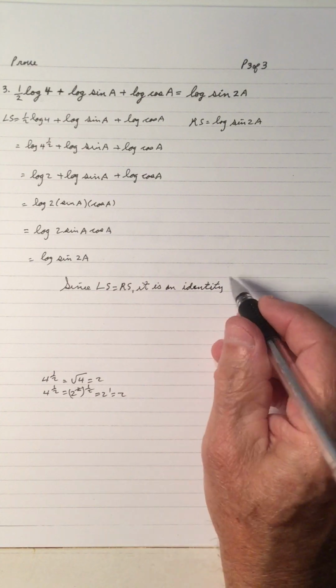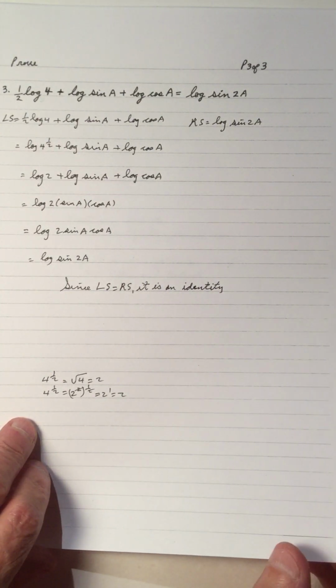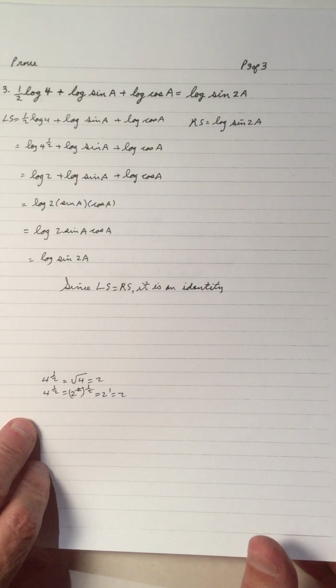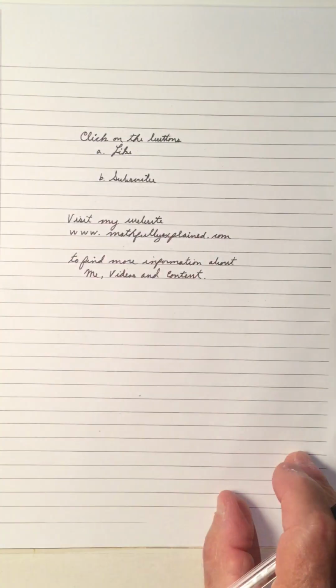That brings us to some proofs, proving identities using the double angle formula for sine.